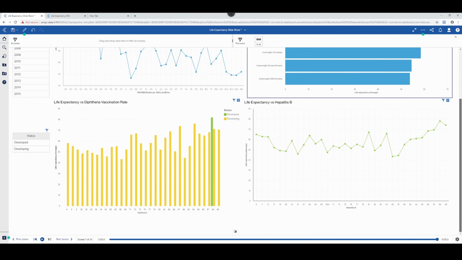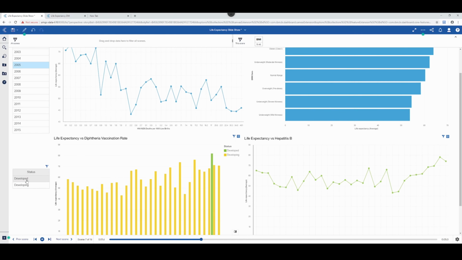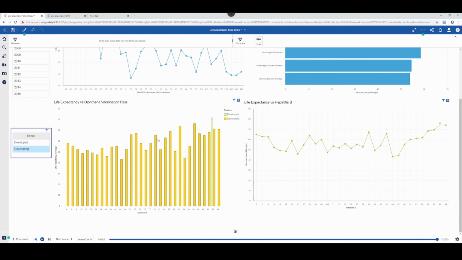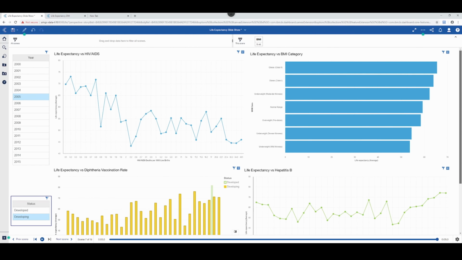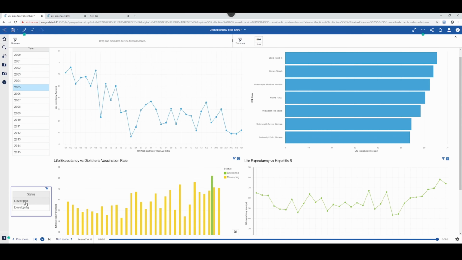So next we have the vaccination rate and hepatitis B immunization. And again, we can filter all these visualizations by developed or developing. So if we select developing, we can see the graphs change accordingly. Let's switch to developed now. If we pick the developed countries, we can see there's a huge difference between them and developing countries.